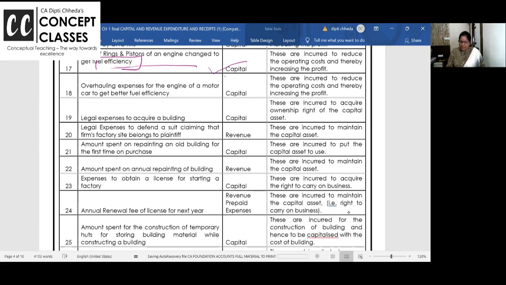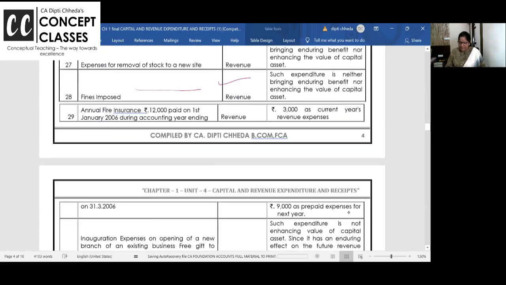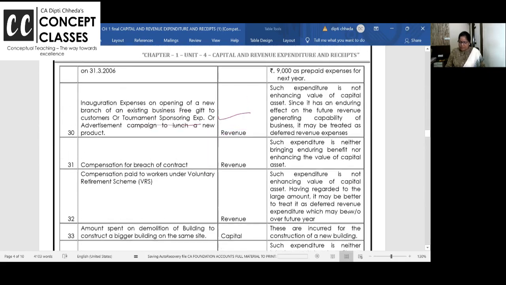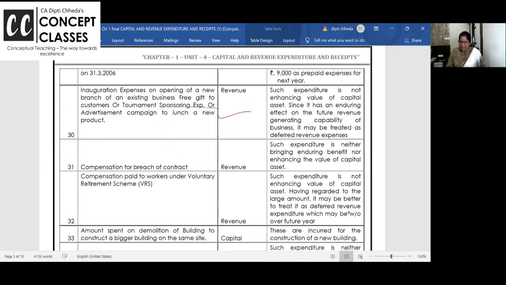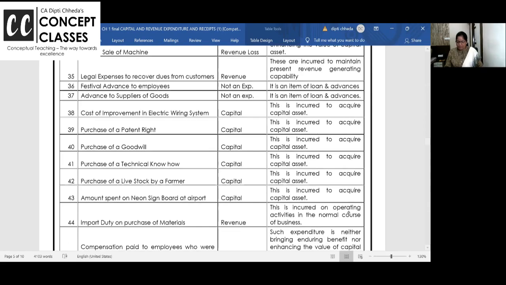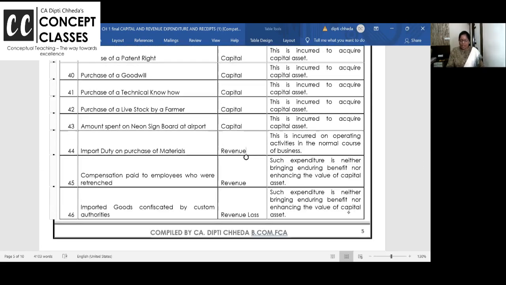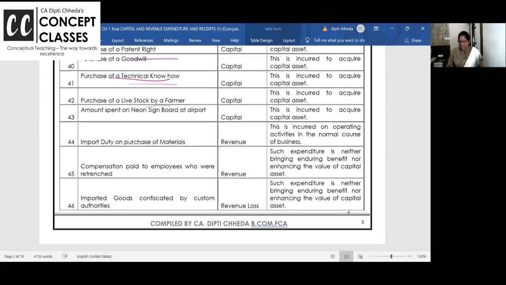Legal expenditure incurred to acquire a building, capital. So if you just read it at home, you will get a grip on this. Inaugural expense: when you start a new business, whatever inaugural expense, put it in revenue because they are not enhancing the value. They are just first time, welcome, but you charge off inaugural expense in the revenue expenditure, okay? Purchase of intangible asset, goodwill, patent, copyright, all capitalize.